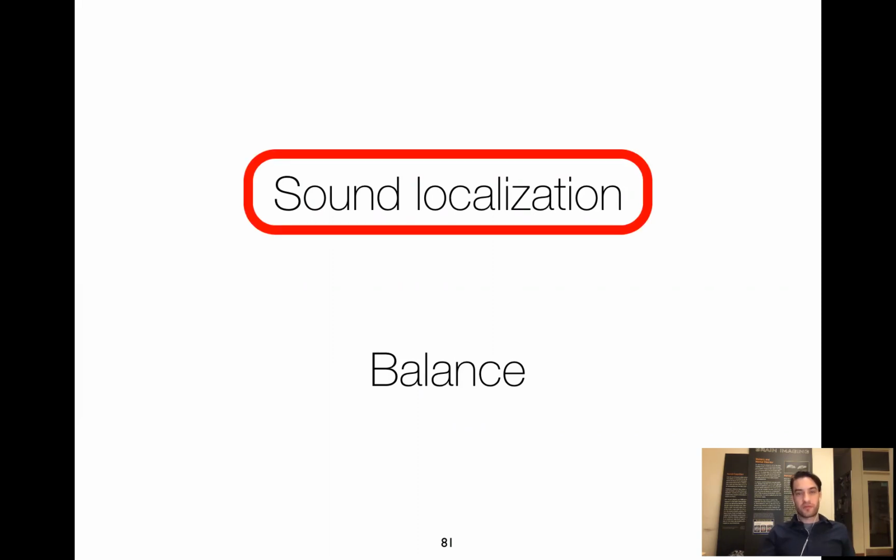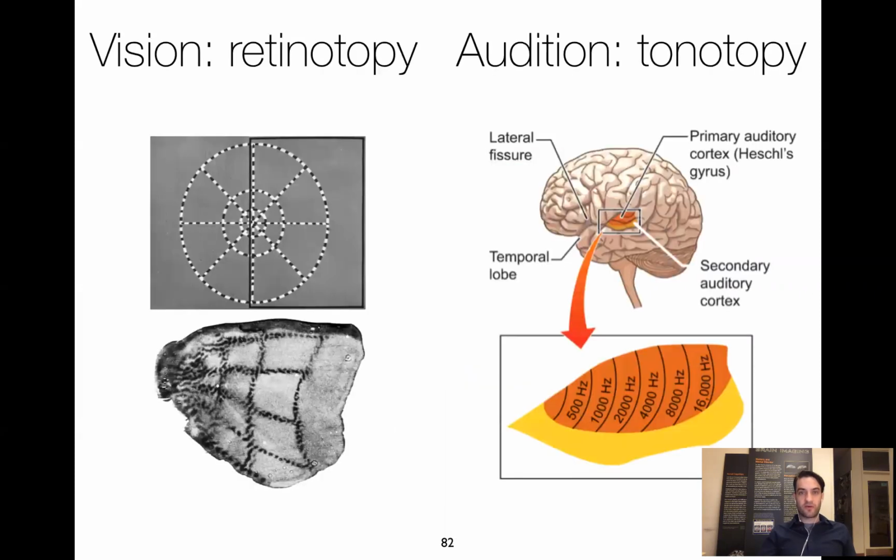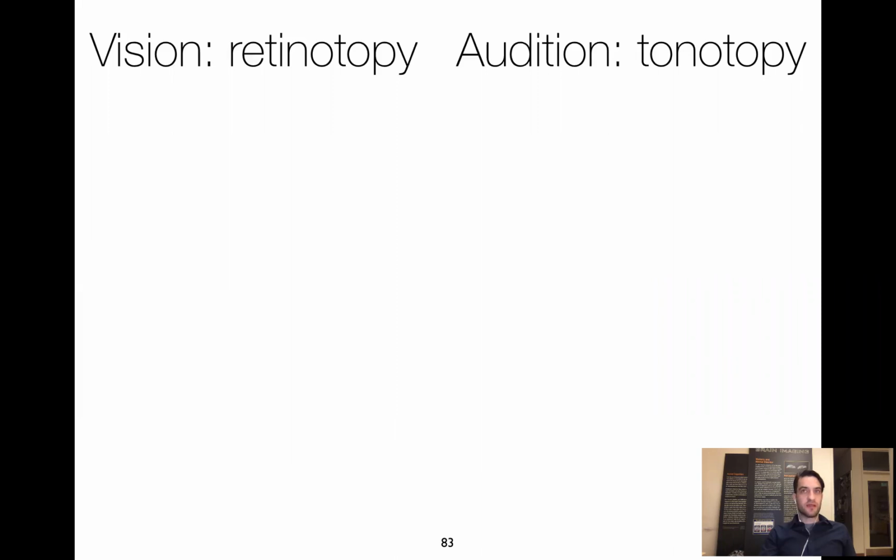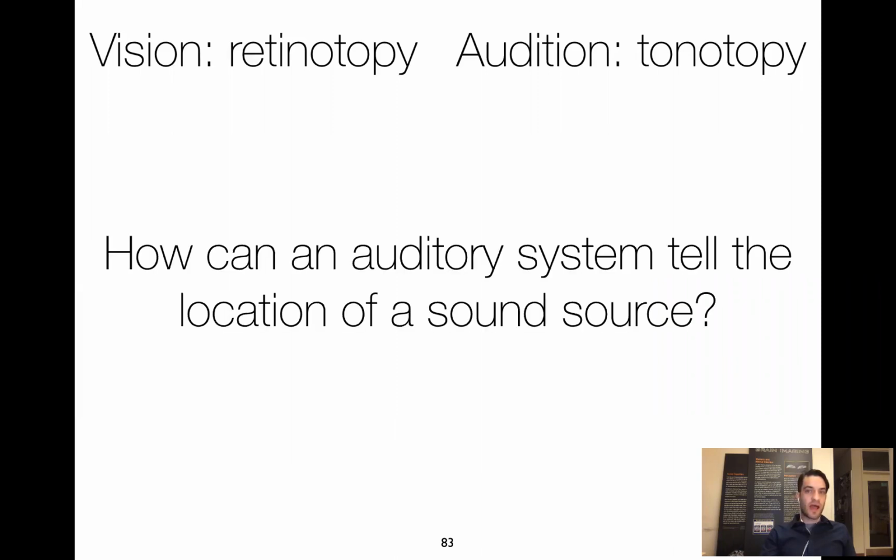So let's start off talking about sound localization and how your brain is able to do it. To understand why this is a computationally tricky thing, let's go back to the organization of early visual cortex and early auditory cortex. Remember, in early visual cortex it's retinotopy, in early auditory cortex it's tonotopy. So the question is, with a tonotopic organization, how could an auditory system tell the location of a sound source? If your auditory system is primarily focused on frequency initially, how is it going to tell where that frequency is coming from?